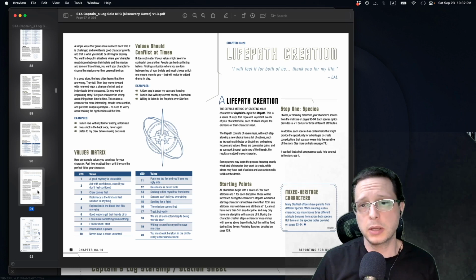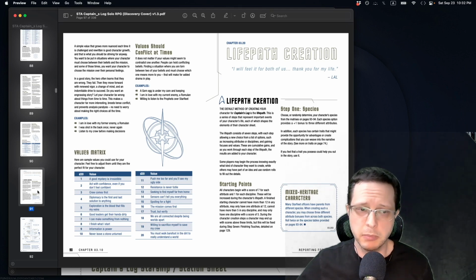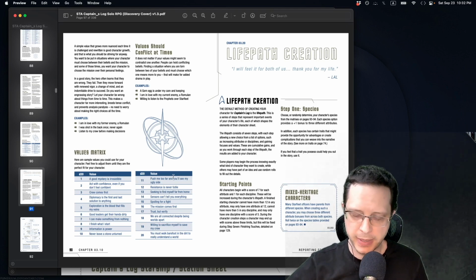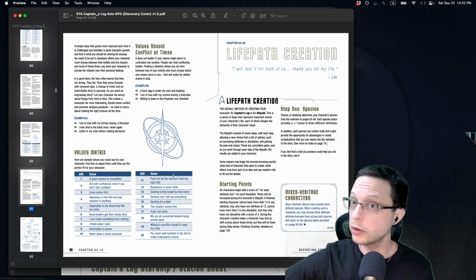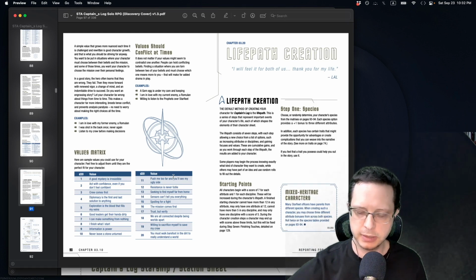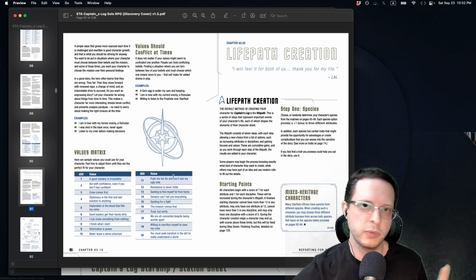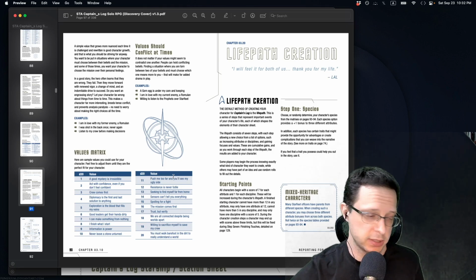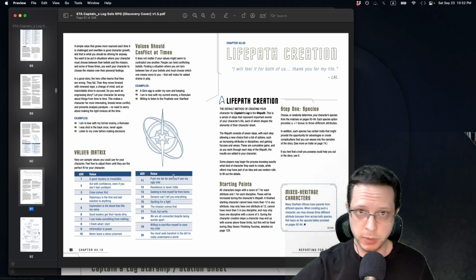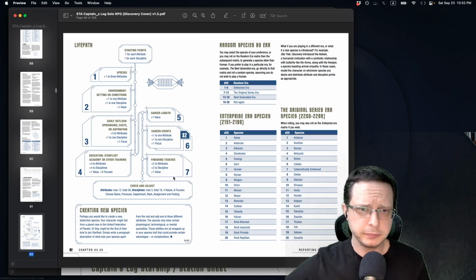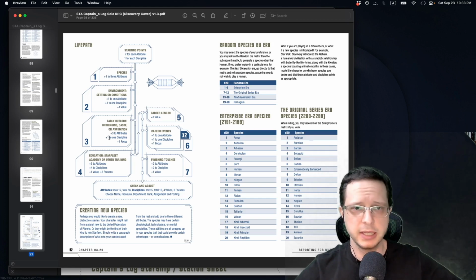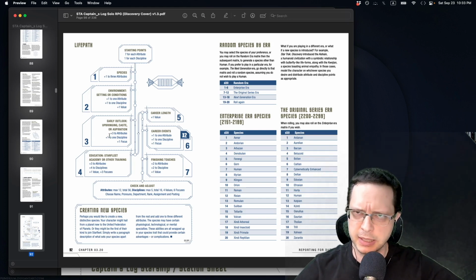So now let's go ahead and take a look at the Lifepath character creation system. Before we actually hop into the system and start creating this character that we've come here to make, we're going to quickly go through the individual steps of the Lifepath creation system, just like we did when we took a look at Traveler. Here we have a very nice diagram that they have provided us, which I don't believe there was in the original Star Trek Adventures book, if I recall correctly. So this is a really nice addition.